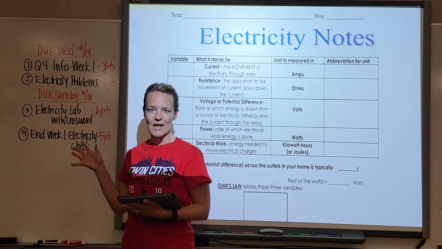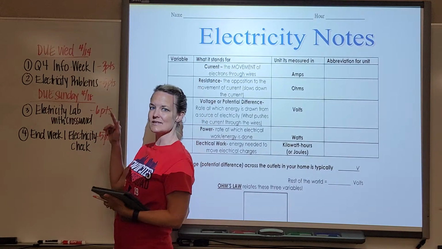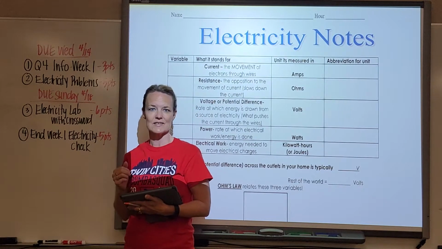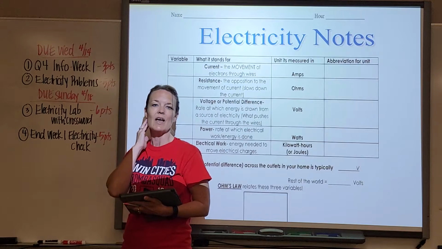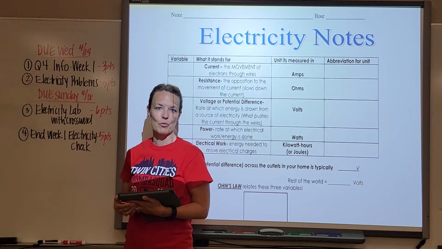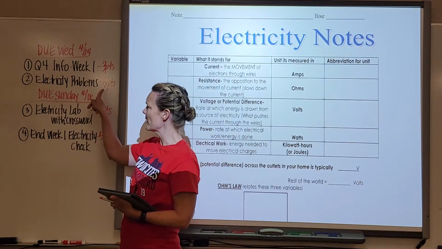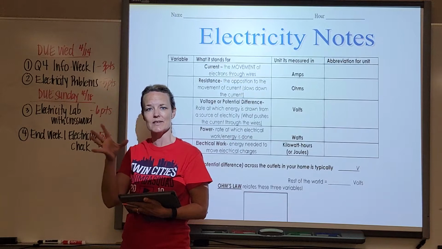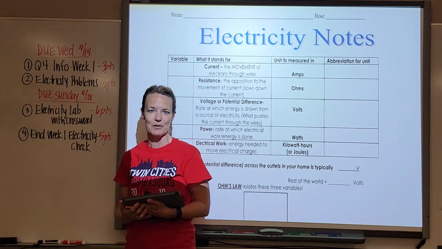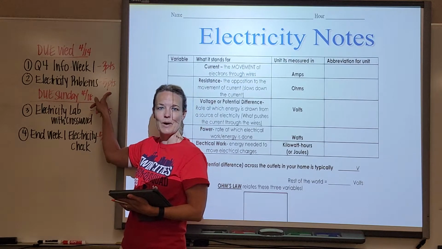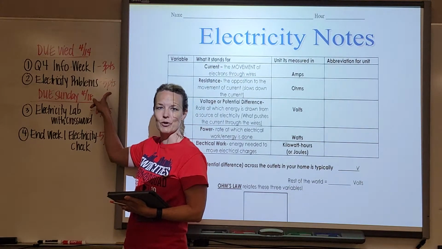So what we have going on this week, we are going to start with a quarter 4 info. You click through it, answer the questions. It's just getting some of the most basic stuff of what is going to happen during quarter 4. That will get you 3 points when you hit submit. From there, we're going to do the electricity notes right now, and through that, you'll be ready to complete the electricity problems. That will get you 5 points. Those will both be due by Wednesday night before you go to bed.